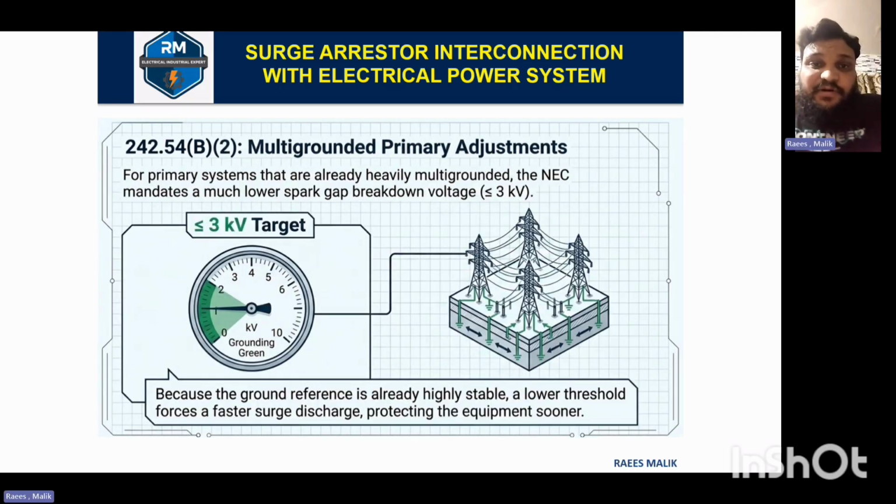242.52B2, multi-grounded primary adjustments. For a heavily multi-grounded system, the NEC tells us that the spark gap breakdown voltage should always be less than or equal to 3 kV. As shown in the picture, it should always be 3 kV or less than 3 kV. Why? Because the system is already stable, and a low threshold and the low resistance of the surge arrestor quickly discharge the lightning strikes or switching surges and protect the equipment at the earliest and on priority.